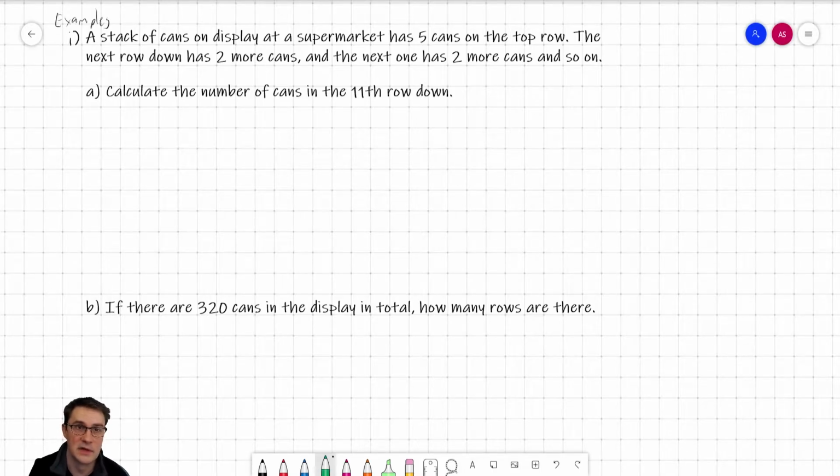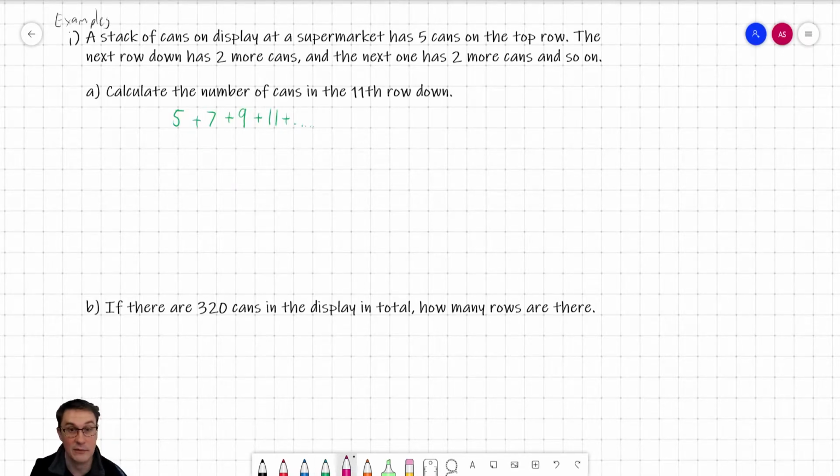Now, in this example, we have a stack of cans on display at a supermarket. It has 5 cans on the top row. The next row has 2 cans more, and the next one has 2 more cans, and so on. So the first thing I'm going to do is establish the pattern here. In A we're asked to calculate the number of cans in the 11th row, but we can't do that until we understand it. So in the first row we've got 5. The next one we have 7, then 9, then 11. This is just by adding 2 each time, and this helps to establish the pattern.